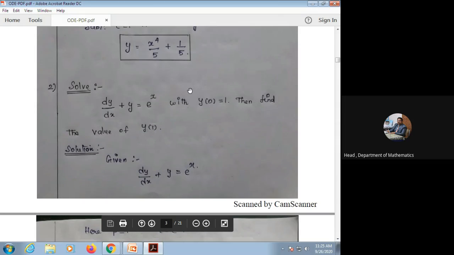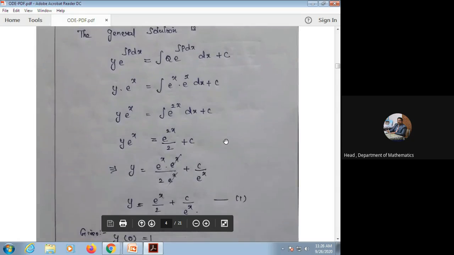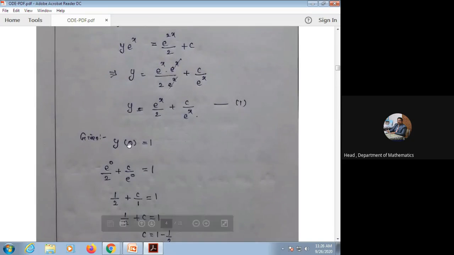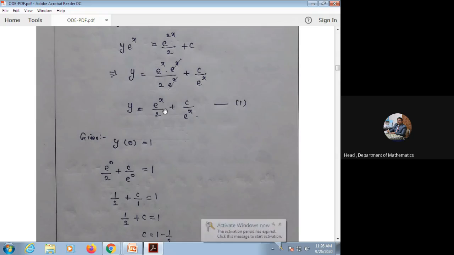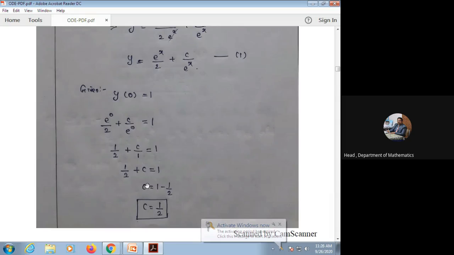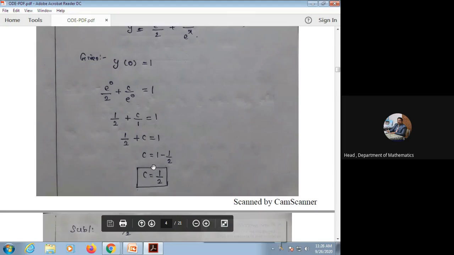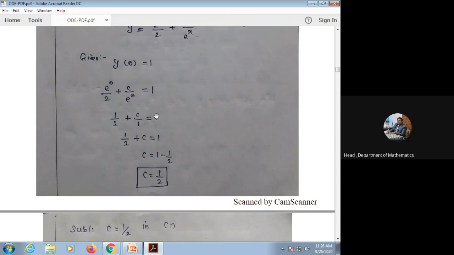After that you have to use the initial conditions that are given. Y of 0 equal to 1. Here, what is the x value? Put x equal to 0 in equation number 1. We get e power 0 by 2 plus c by e power 0, that is equal to 1. Here also we have to find the constant term, that is the c value. We know e power 0 is 1. Therefore 1 divided by 2 plus c by 1 is equal to 1.